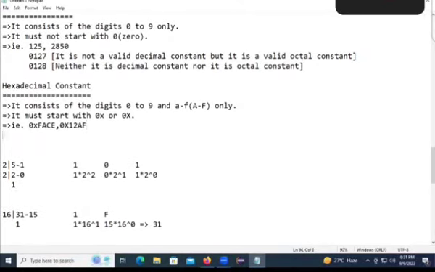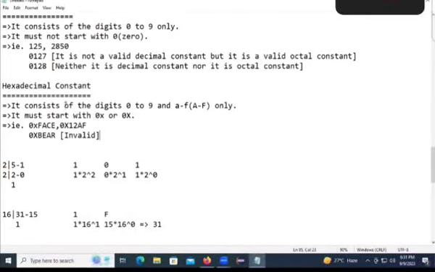But if I say 0x with an R, it is invalid. R is not allowed. Only A to F and 0 to 9 are allowed. So in this way you can identify the different types of constants.